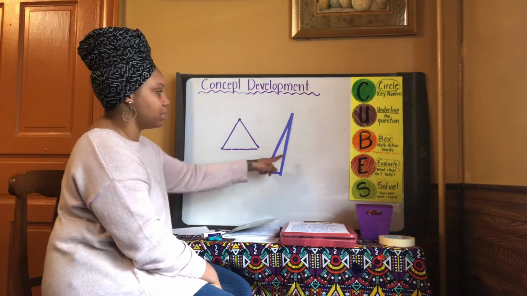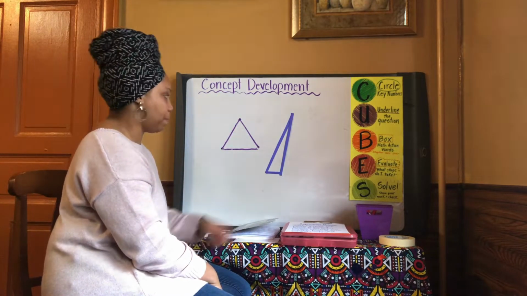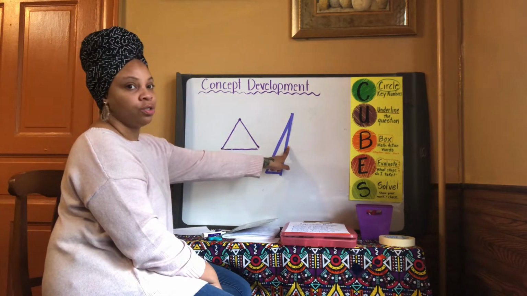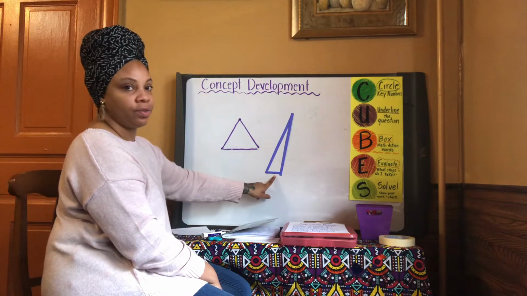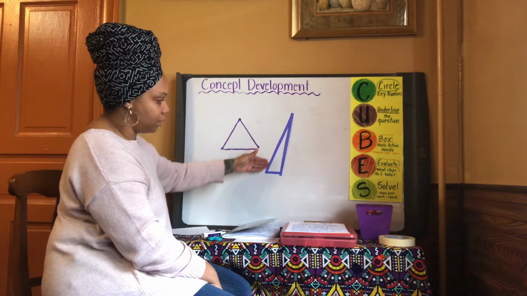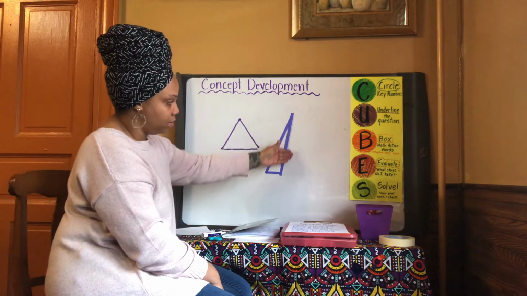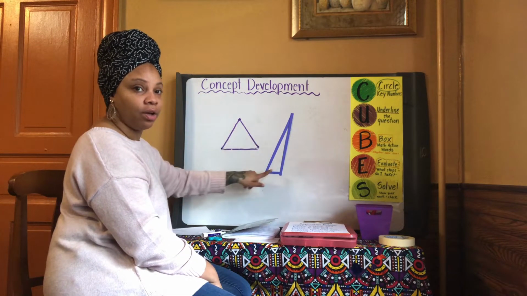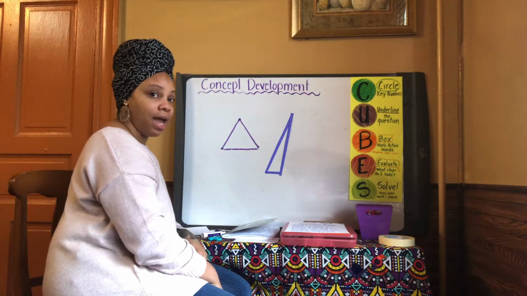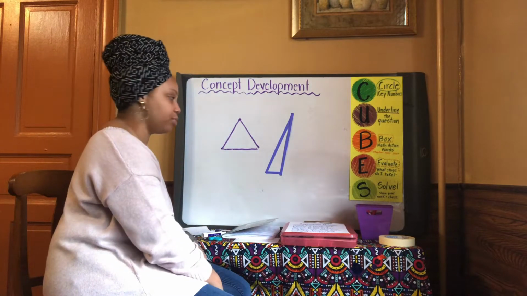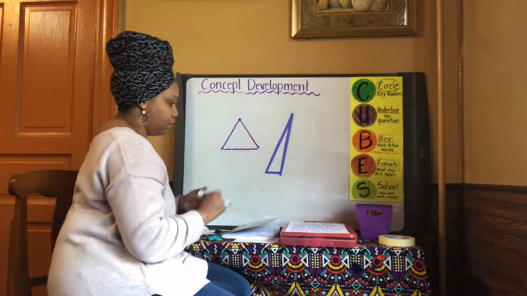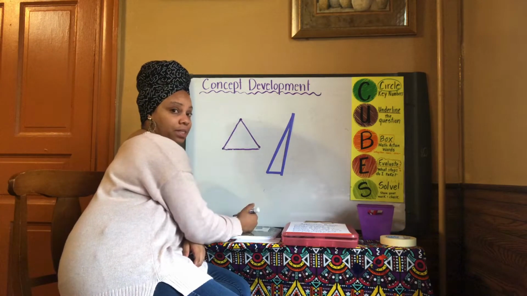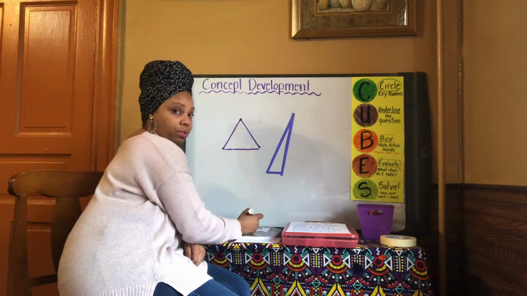So let's count the sides in this triangle here. 1, 2, 3. One side, our second side, and our third side. It's still a triangle because it has three sides. Now let's check to see if it also has three corners. Grab your pencil. Let's do our corners just like we did before. We're going to mark it with a circle, okay?